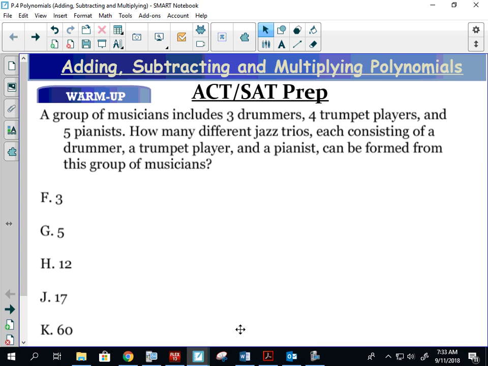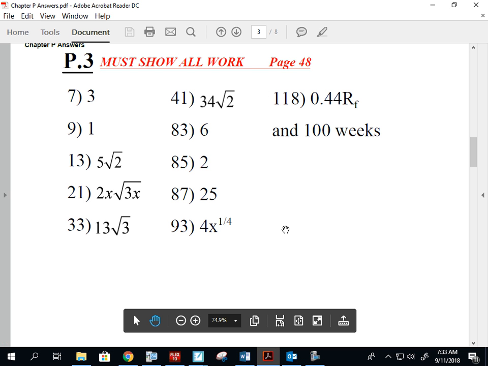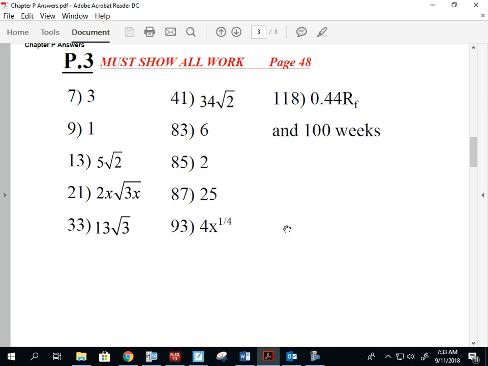So today we're going to be working on P.4. Yesterday we did P.3 and the answers for that are shown right here. So please have your homework out. I'm going to briefly read off what those answers are, and then we'll get started with today's lesson.